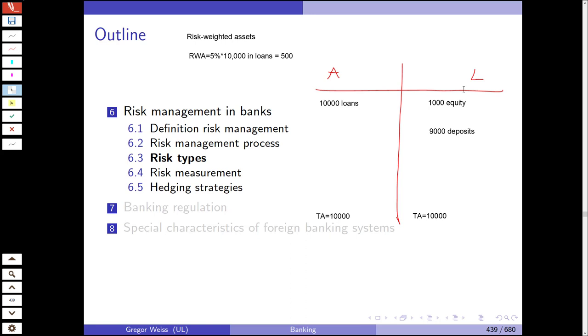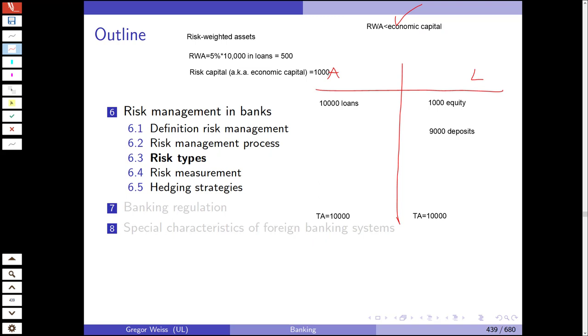On the other hand, we have equity, which we also call risk capital, aka economic capital, which is 1,000. Now we can see that risk-weighted assets are smaller than economic capital. In this sense, in this situation, we would say, well, bank, this is fine. You have risk-weighted assets that are lower than the available economic capital.